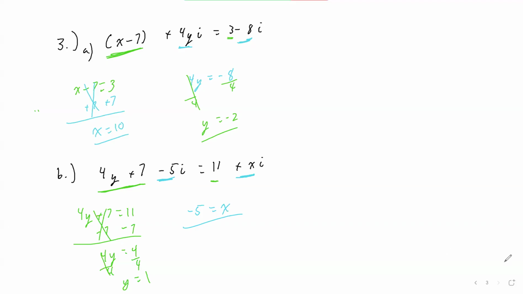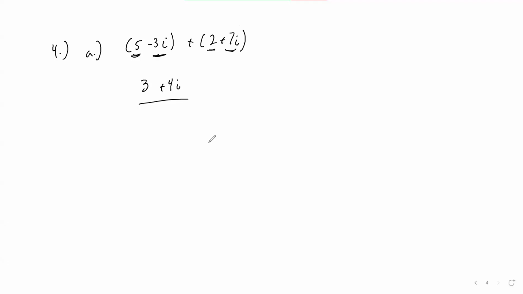All right, let's look at another one. Now it wants us to find the sum or difference. We're just going to either add or subtract. So this becomes 5 minus 3i plus 2 plus 7i. And we're just going to combine like terms. So I'm going to combine my real parts. So 5 plus 2 is 7. Now combine your imaginary parts. Negative 3 plus 7 gives me plus 4i. And that's it.